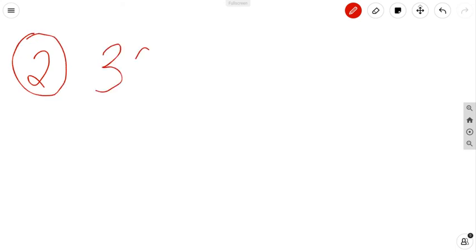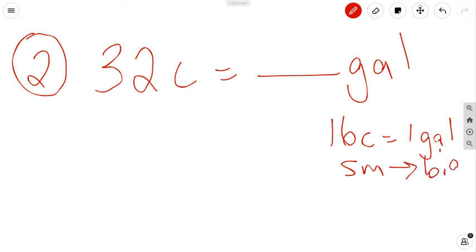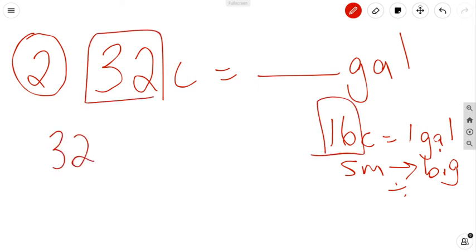Let's try 32 cups equals how many gallons? Well, you should know that a cup is smaller than a gallon. There are 16 cups in 1 gallon. So we're going from small to big, which means we're going to divide. I'm going to divide 32 by 16. You know 32 divided by 16 is 2. 16 times 2 is 32 if you want to double check yourself. If there are 16 cups in 1 gallon and 16 cups in another gallon, 16 plus 16 is 32, so you have 2 gallons.